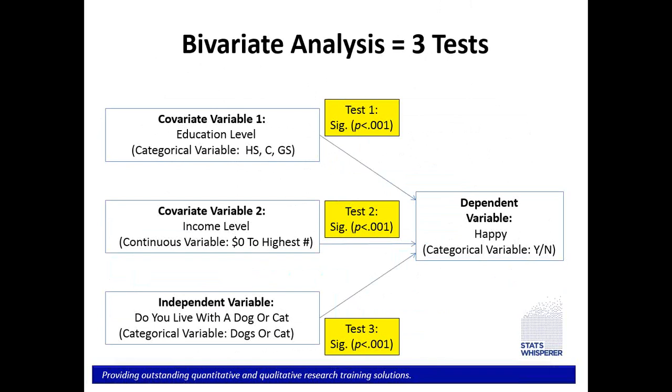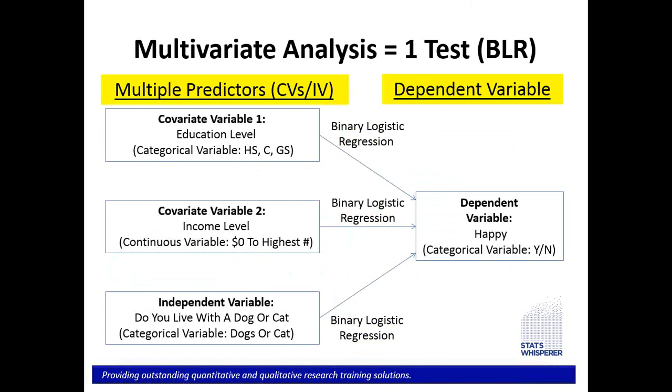Again, in our bivariate analysis for sample study 2, we had 3 independent tests to examine those significant one-on-one relationships. So test 1 between education level and happy, test 2 between income level and happy, and test 3 between do you live with a dog or a cat and happy, yes, no. So here, in multivariate analysis, we are going to use one test, which is our binary logistic regression, right? So one test to compare the joint effects of all 3 predictors upon happy, yes, no.